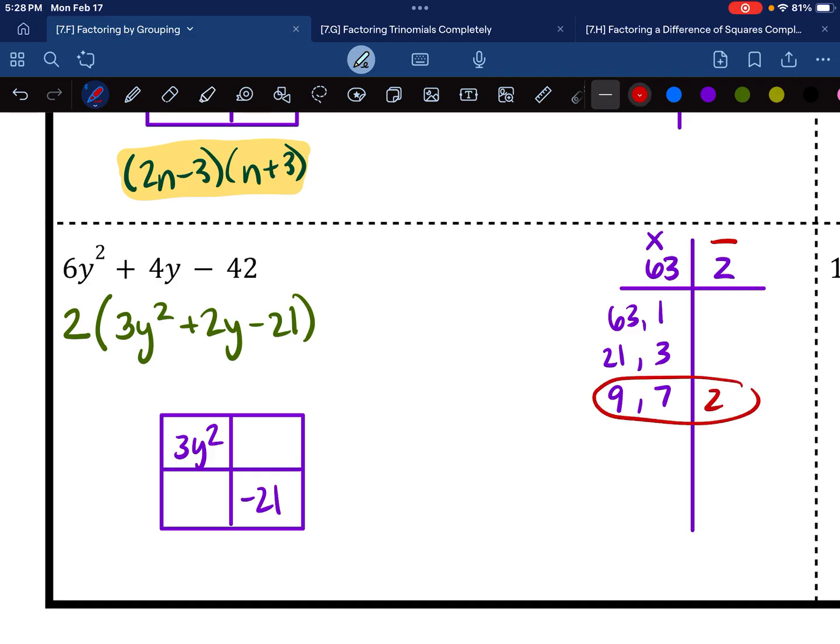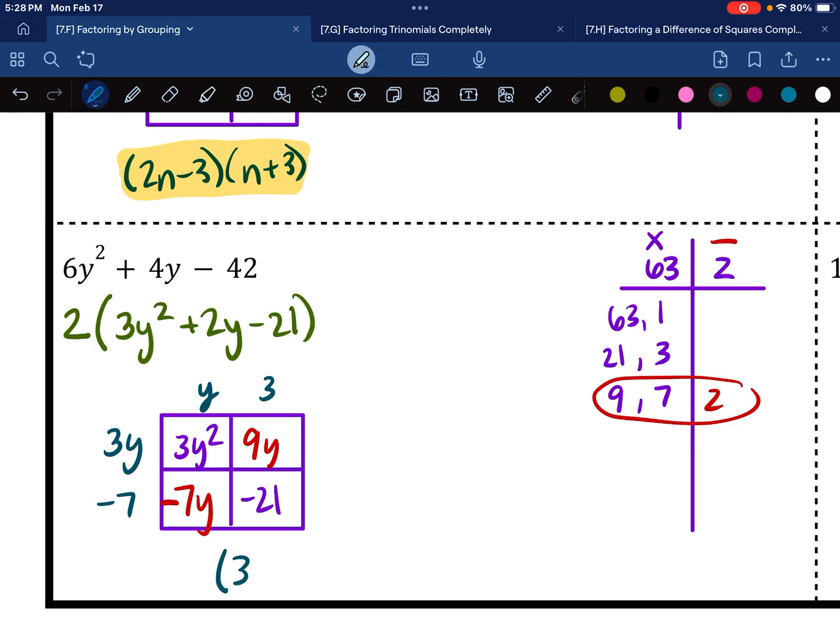Now, the ones that subtract to make 2 are 9 and 7. The 9 has to be positive, which means the 7 has to be negative, right? Because your choice sign's negative. These have to have opposite signs. All right, so now I'm going for my GCFs, right? This has a 3y, a negative 7, a y, and a 3.